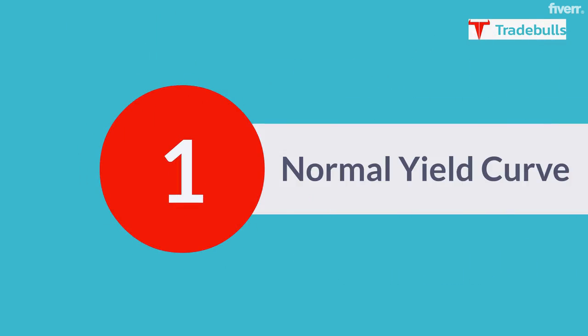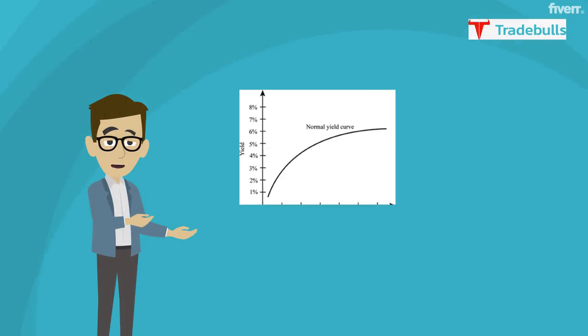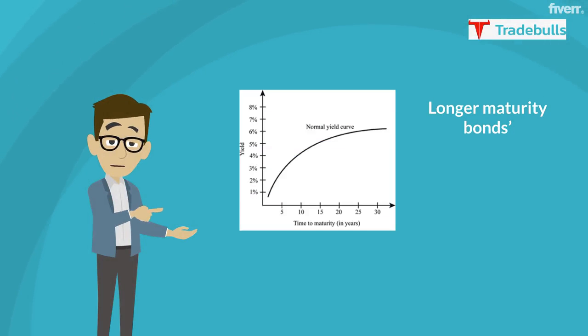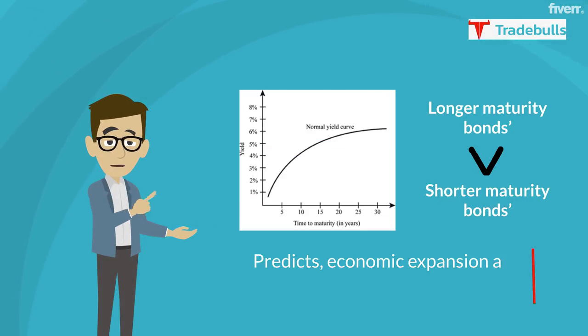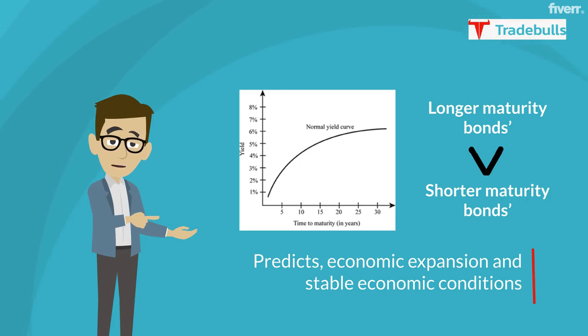1. Normal yield curve. In this type of yield curve, longer maturity bonds have higher yields as compared to the shorter maturity bonds. This type of yield curve predicts economic expansion and stable economic conditions. The slope of the yield curve is upwards.